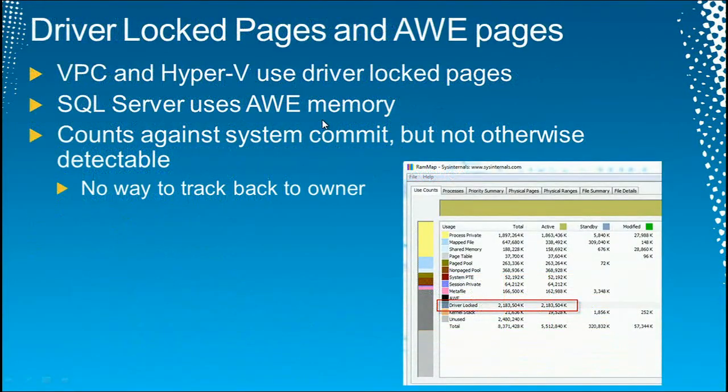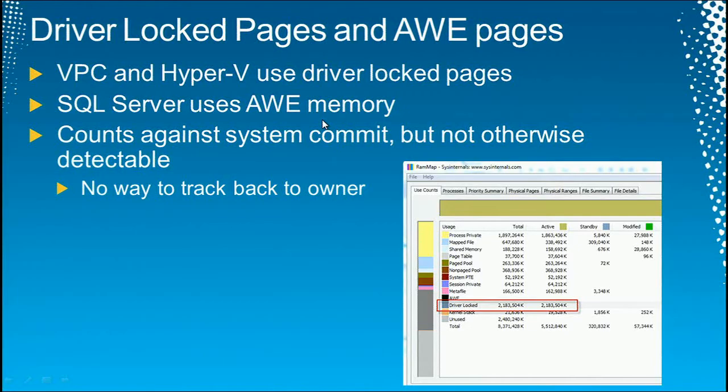Finally, another type of locked memory. And this one's very hard to track down as well. But this one's one that a lot of you probably come across because you've got virtualized servers. And this is driver locked pages. These are pages locked by a driver. And there are 2 drivers that use this mechanism to allocate contiguous RAM that they have full control over. One of them is Hyper-V, and the other one's VMware.